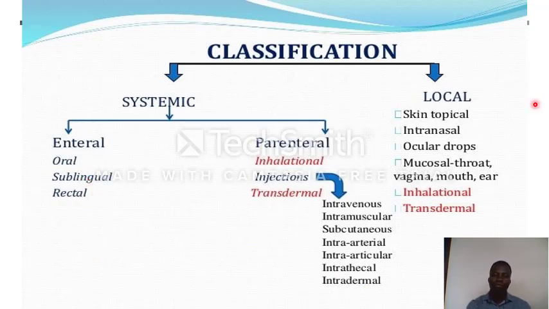The other side of the classification is local, whereby we intend to apply the drug to a specific place in order to achieve the effect of the drug at that particular place. So that's what we mean by local. We have the skin, that is topical, intranasal, intraocular, and mucosa: vagina, mouth, ear, inhalational, transdermal. All of these are local routes of drug administration.